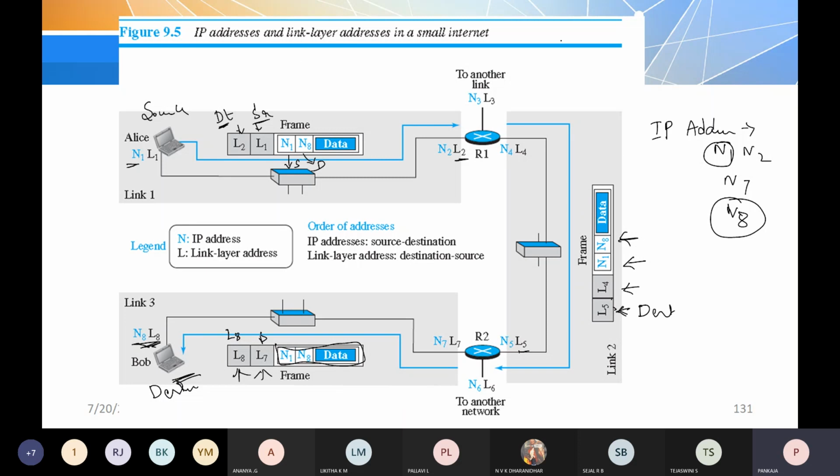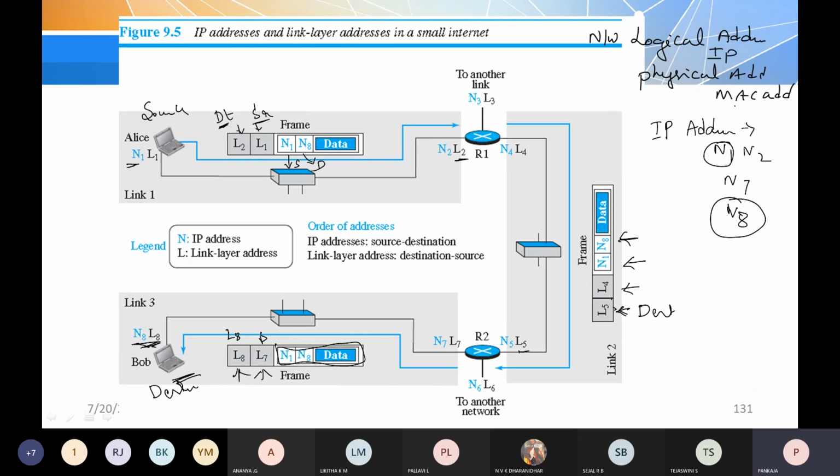You should be very clear, because in the first chapter itself we discussed the logical address. Do you remember? The logical address is also called what? The IP address, which is at the network layer. Then we have the physical address, which we can call the MAC address.